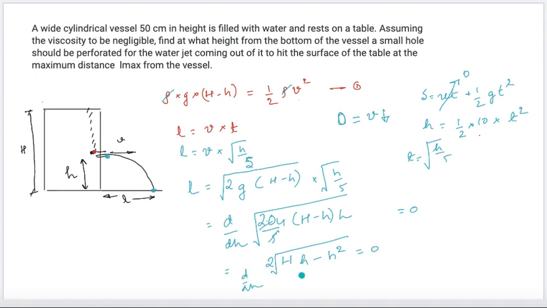Now this inside the square root thing has to be maximum. So after differentiating we can get H minus 2h equals 0 and h is equal to H by 2. So at h equals H by 2, this L will be maximum. The answer over here is 25 centimeters because H is 50. This one.